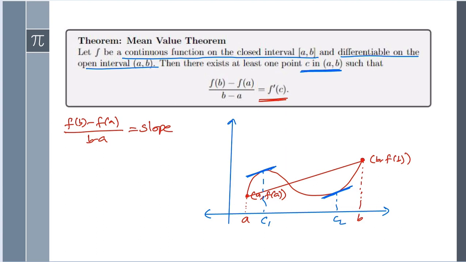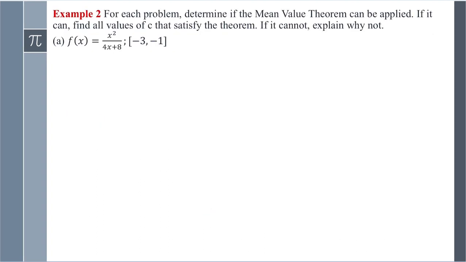So in this case, we have to check two conditions. The first one is the function is continuous on the closed interval AB, and the second condition is the function is differentiable on the open interval AB. So those are the two conditions that we are going to check. Okay. Now let's look at this example here.